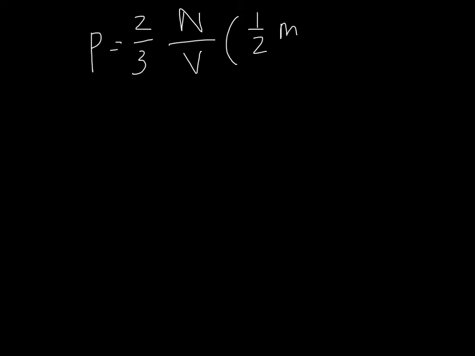The equation for the pressure of an ideal gas is P equals 2/3 N, which is the number of molecules, over V, which is the volume of the container, times 1/2 mv squared. And this v is the velocity of a molecule.